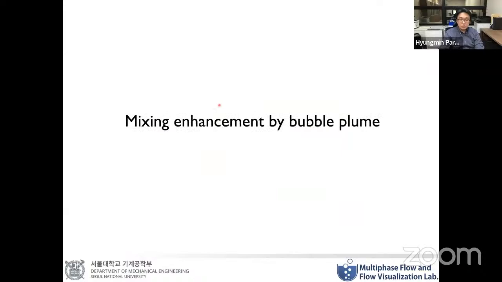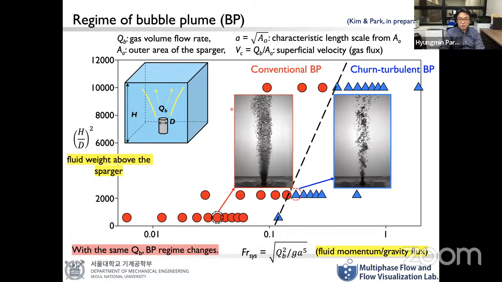So let's talk about, I want to talk about the second problem, mixing enhancement by bubble plume. So before I talk about the details, we found out that we are able to generate 2 different types of bubble plume. As you see here, it seems quite organized. We call this the conventional bubble plume. And the second one is the turbulent bubble plume, as you see in the right-hand side movie.